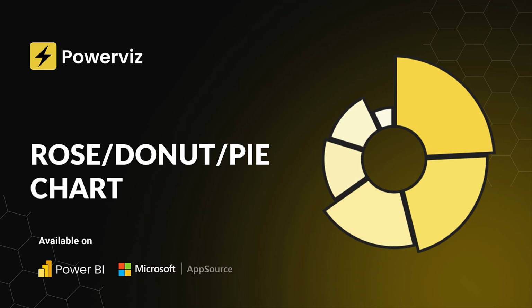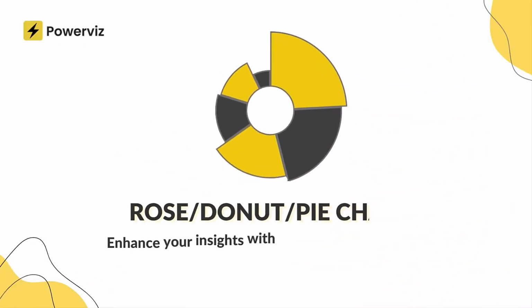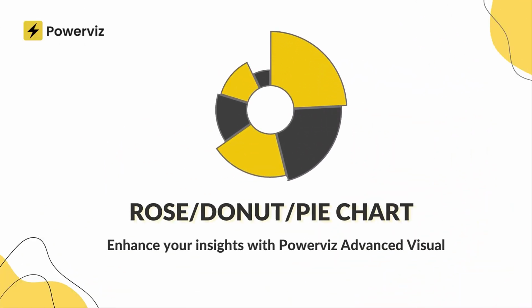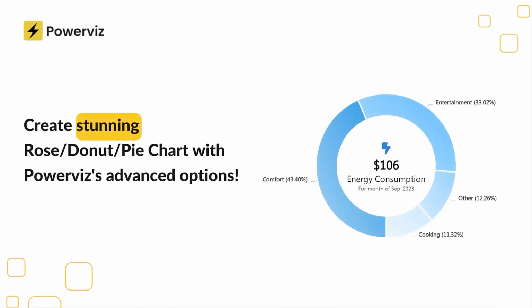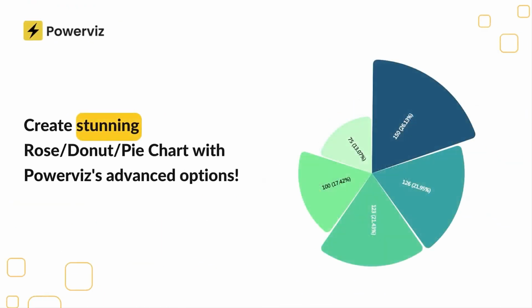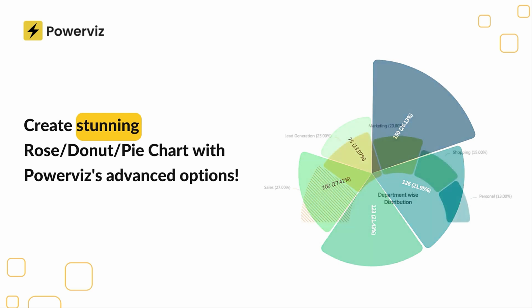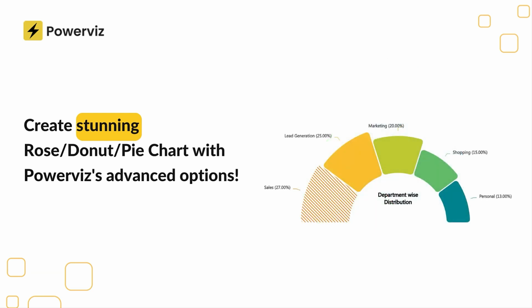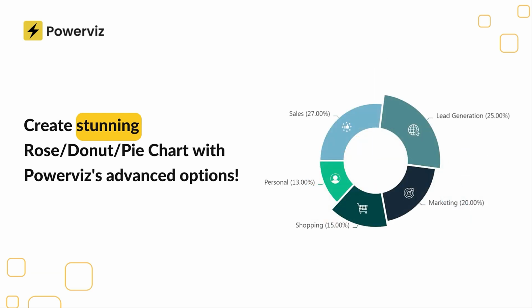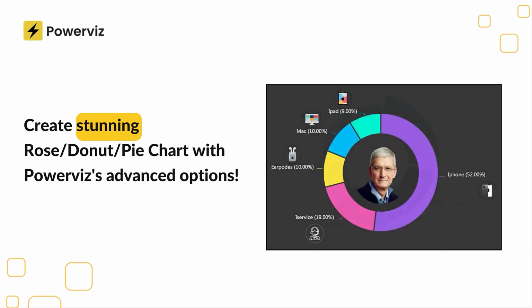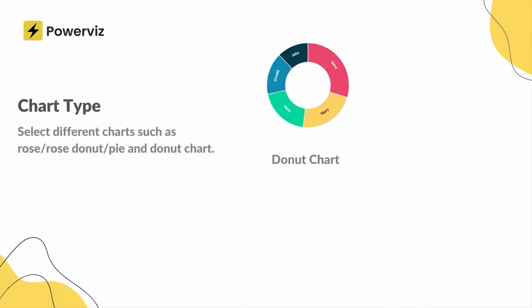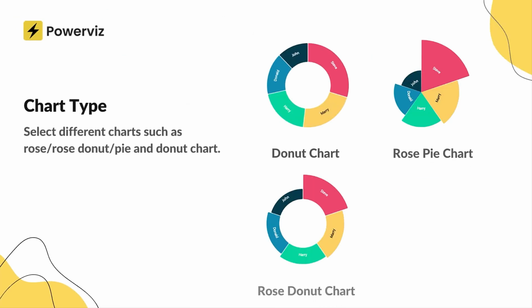Welcome to Powerviz. In this walkthrough, we are diving into the Powerviz Rose Donut Pie Chart, a versatile visual that combines 4 chart types into one. Whether you're showcasing parts of a whole or spotting trends with a unique twist, this visual has everything you need: advanced styling, conditional formatting, and dynamic features that make your data come to life. Ready to explore? Let's get started.